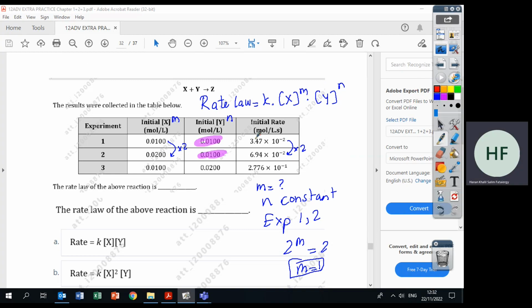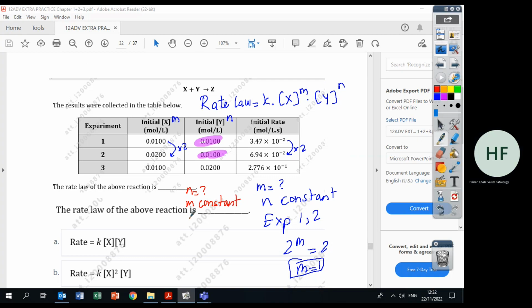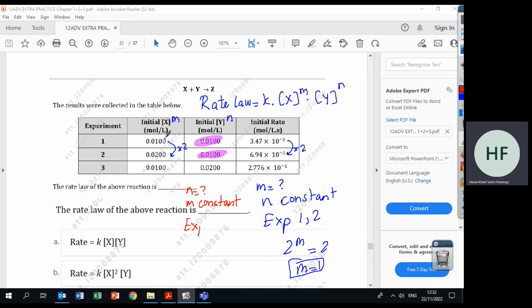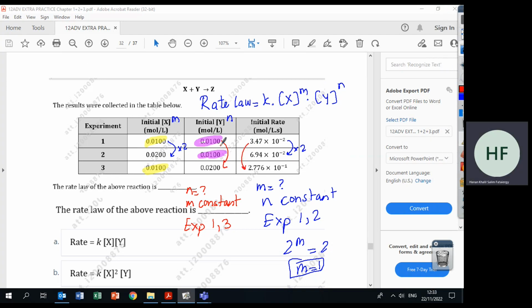Okay, now I need to calculate n. I will choose experiments where m is the same or constant. In which experiment is m constant? In experiment 1 and 3. Okay, so I will do experiment 1 and experiment 3, and here what happened, and here what happened.